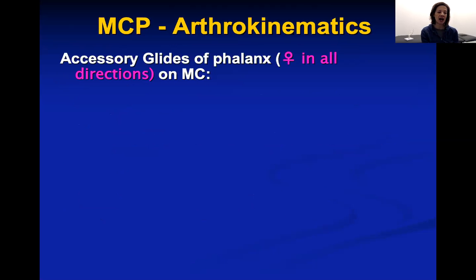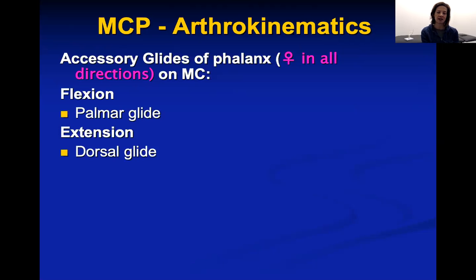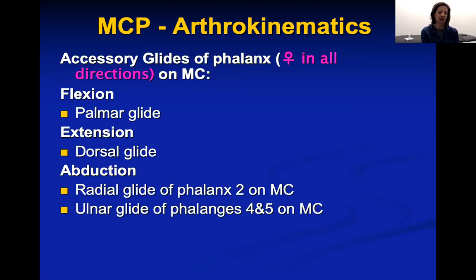So accessory glides for the MCPs, it's female in all directions. So the base of the phalanges is female in all directions on the metacarpal. So flexion would be palmar glide, extension would be dorsal glide. Abduction, now again, abduction and adduction we talk about relative to the 3rd.